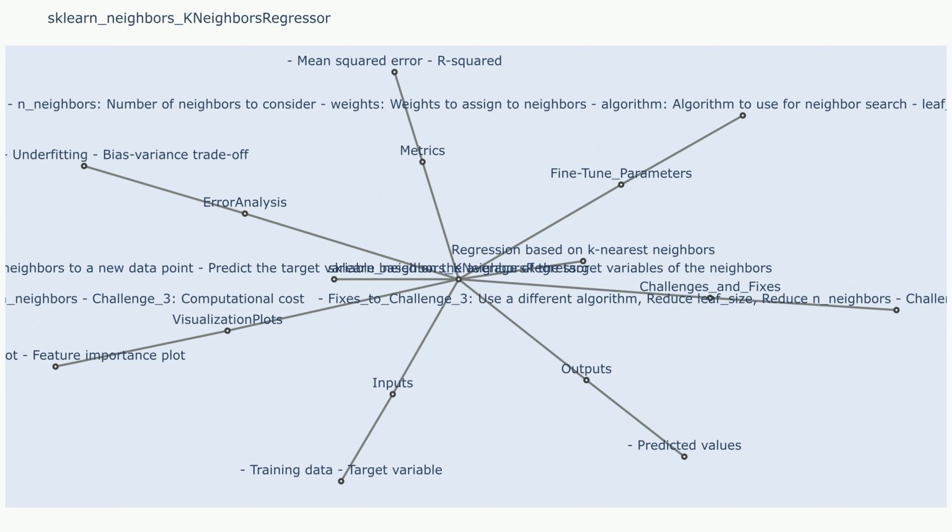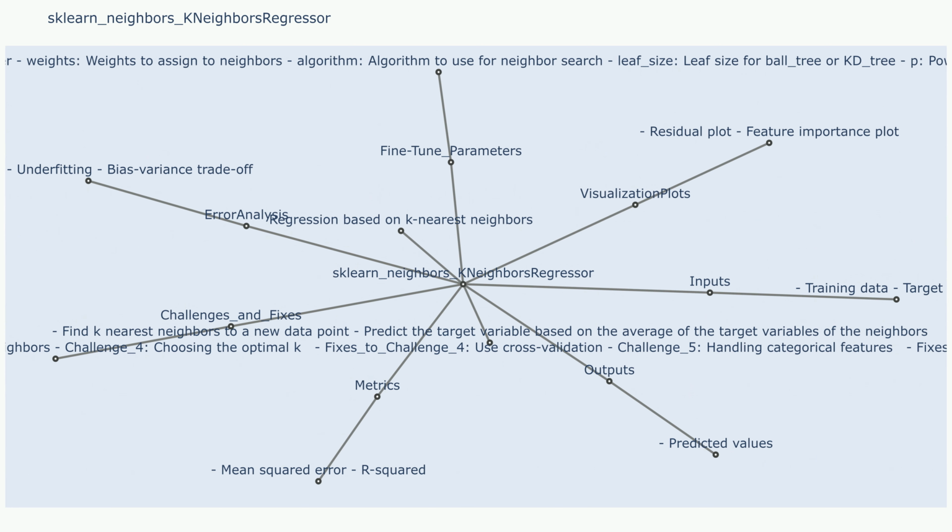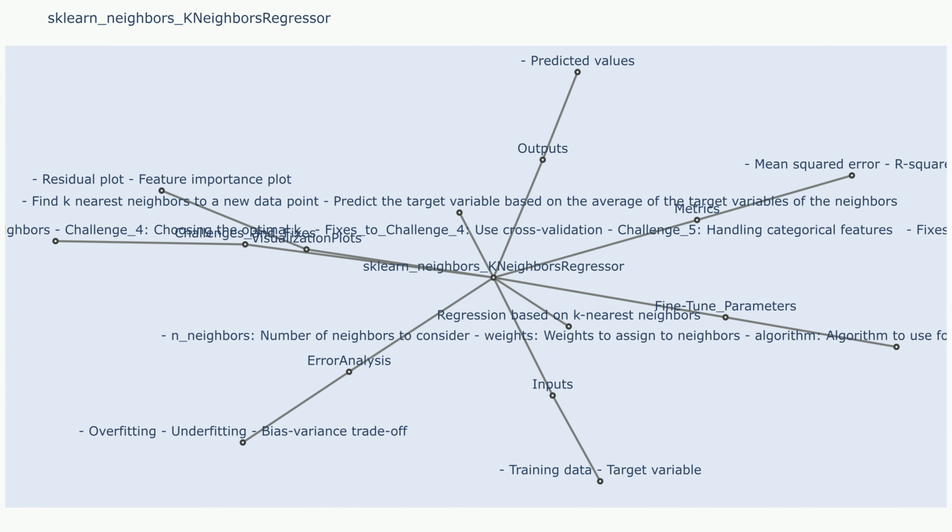Metric: the distance metric used to calculate the distance between data points. Common options include Euclidean, Manhattan, and Minkowski. p: the power parameter for the Minkowski metric. p=1 corresponds to Manhattan distance, while p=2 corresponds to Euclidean distance. Uncertainty methods. Confidence intervals can be calculated for the predictions by considering the spread of target values among the k-nearest neighbors. Challenges and fixes.